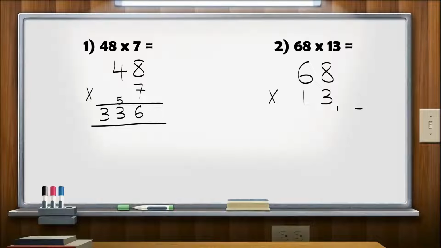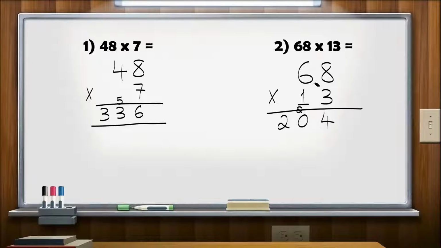Question number 2. Same again, I'm ensuring that I am setting up the question as correctly as possible, okay? With the units in line with each other and with the tens in line with each other. So first thing I'm going to do is I'm going to multiply the number 3 with my 8, okay? And then with my 6, okay? And then I will be multiplying the 1. So for example, 3 times 8, which gives me 24. I'll carry over the 2, okay? 3 times 6 gives me 18, plus the 2 will give me 20.